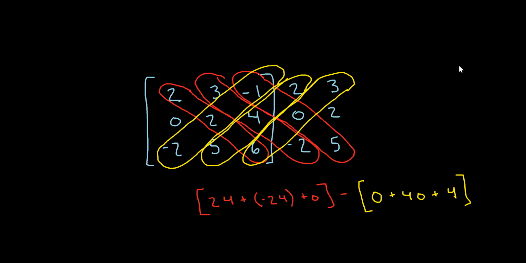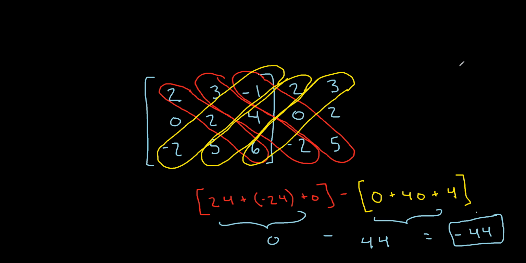So here's what we get. 24 plus a -24, that's 0, plus 0 is just 0. So this whole thing is 0. And then we have minus 0 plus 40 is 40, plus 4 is 44. So 0 minus this whole thing is 44. So our final answer is 0 minus 44, which is -44. So the determinant of this 3x3 matrix is -44.